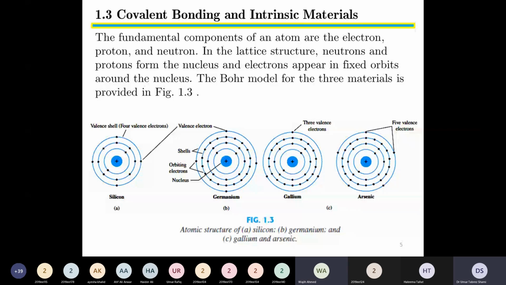I am pretty sure that all of my students have a clear idea of covalent bonding from their FSc or even matric classes. However, at this stage, we will have a very brief look over these compound materials since we need to understand the physics to develop p-type material and n-type material. So article number 1.3, covalent bonding and intrinsic material.